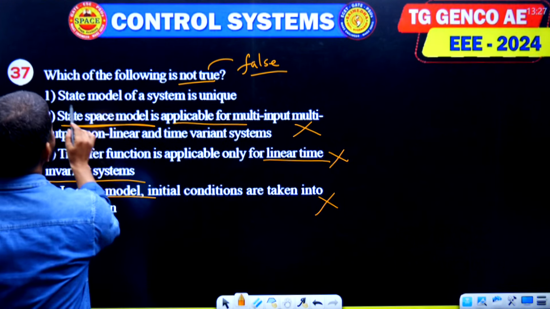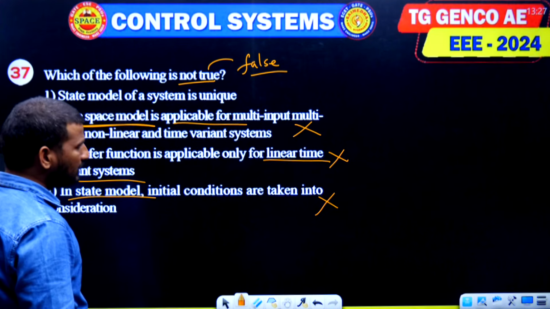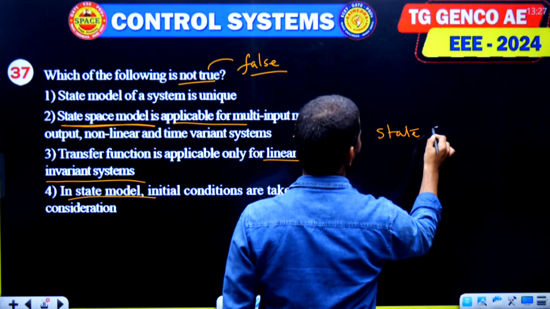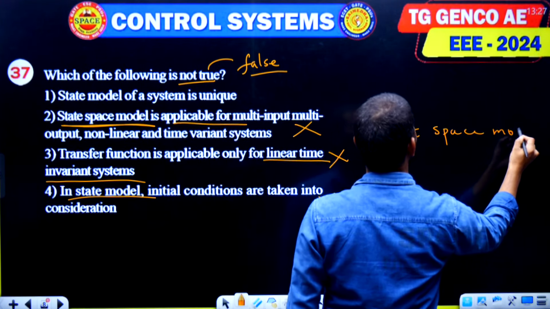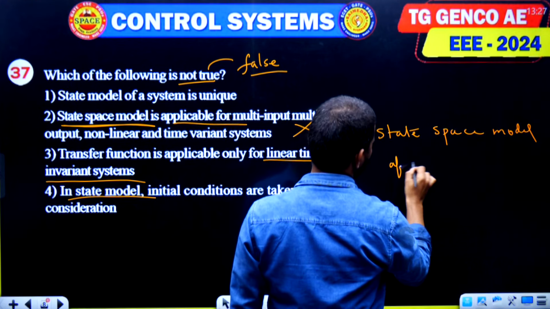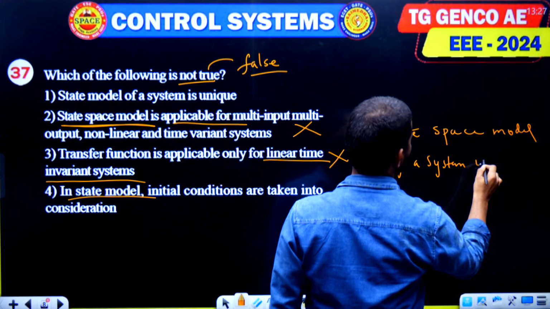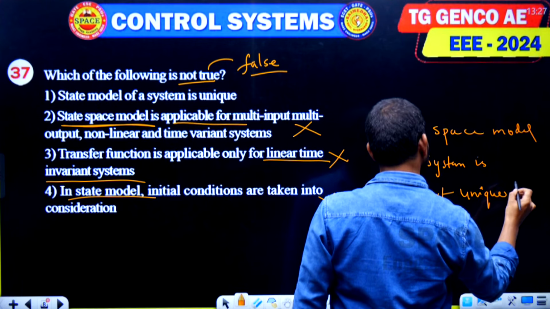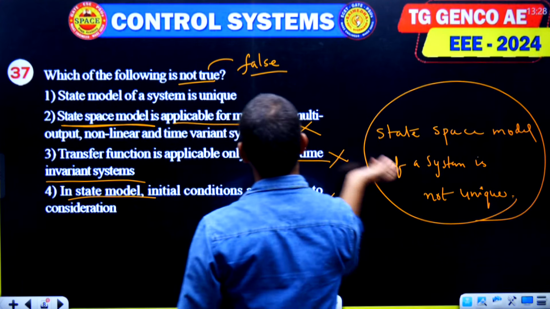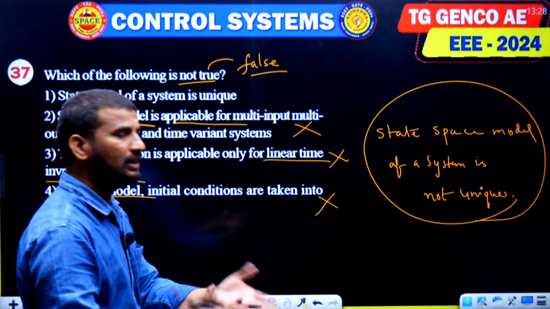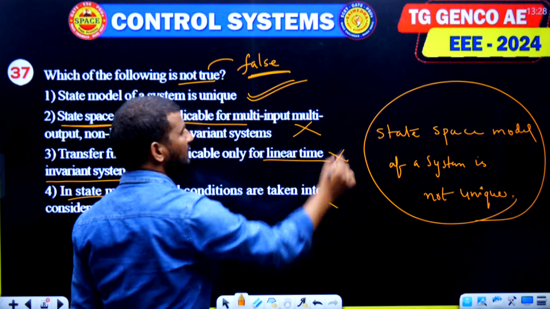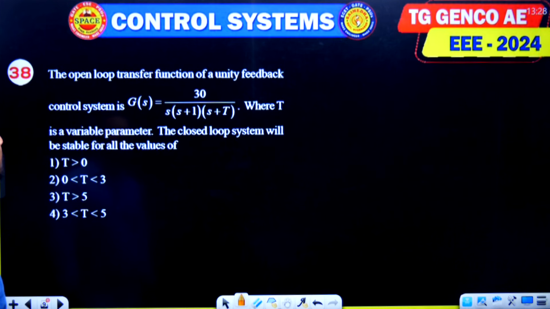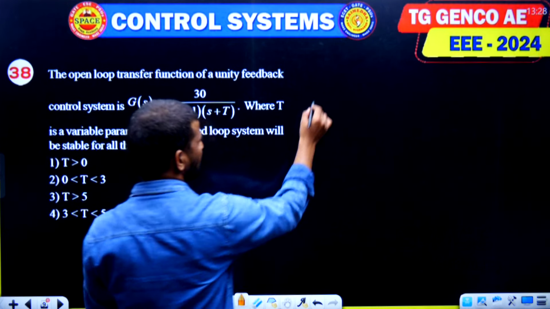And one more option says that the state space model of the system is unique. Definitely it is not unique. The state space model of a system is generally not unique. So this is the false statement, because they have claimed it is unique. With respect to the false statement, this is going to be our answer, the first option is going to be our answer.